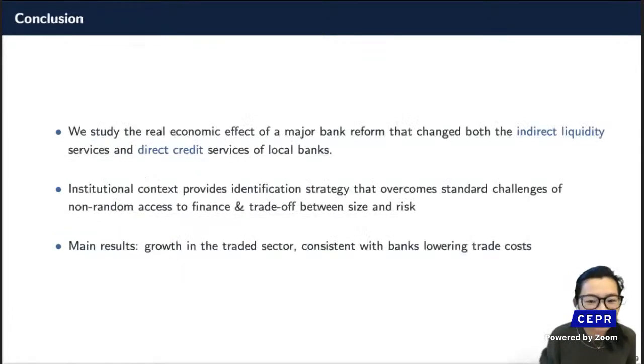In conclusion, this is a paper where we're trying to introduce the idea that indirect liquidity services can have real effects that we can actually try to observe. We're doing that using this particular institutional context, where we have a nice source of exogenous variation for access to financing and different changes in the characteristics of financing that help us to back out these different channels.